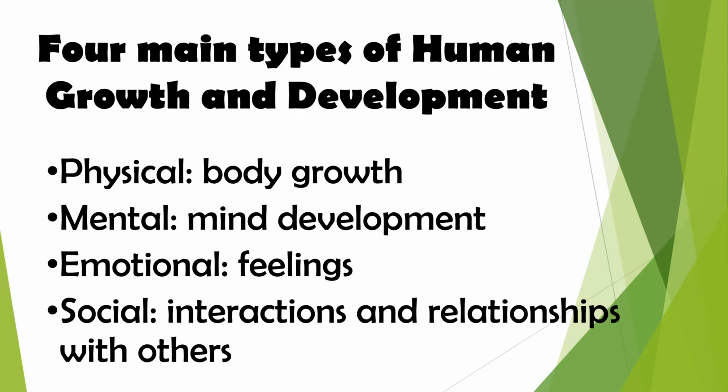We have four main types of human growth and development. First is the physical, number two mental, number three emotional, and number four is social. When we say physical, it involves the changes in your height, weight, body proportion, or any changes in your body. Physical growth is related to mental growth. So when we say physical, it is the body growth.